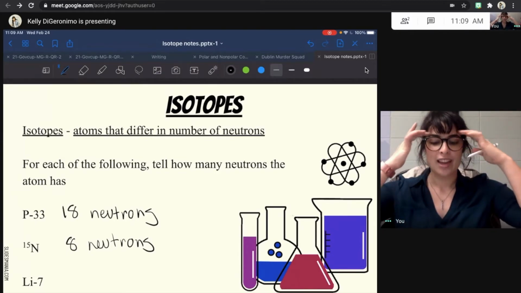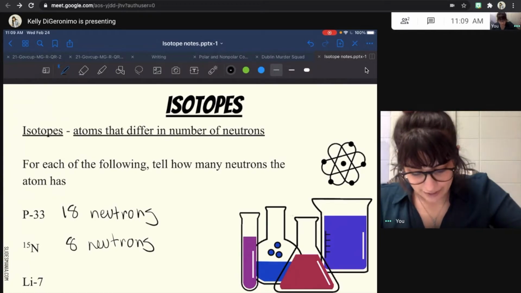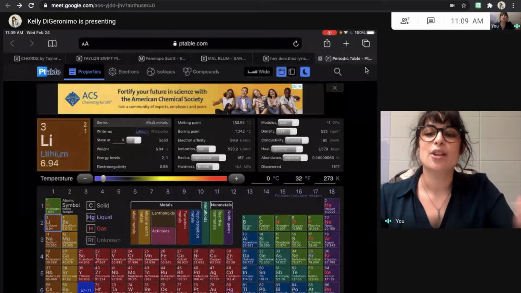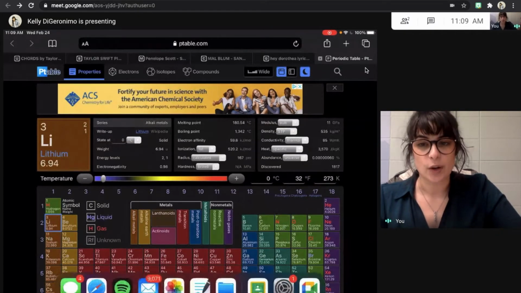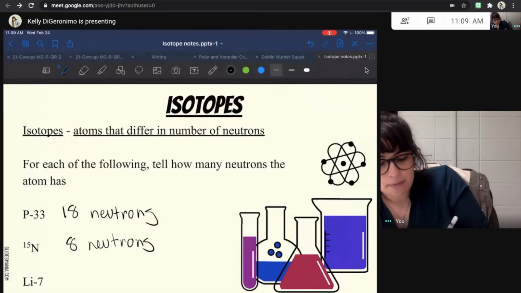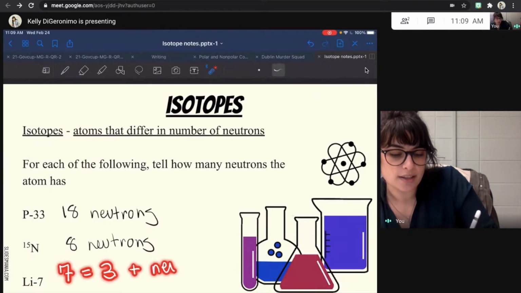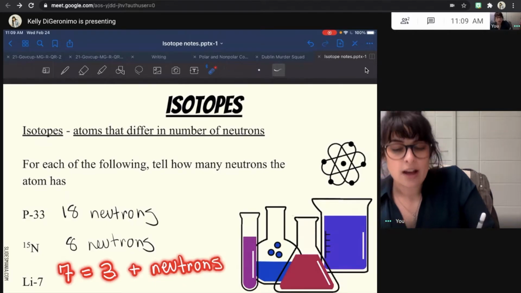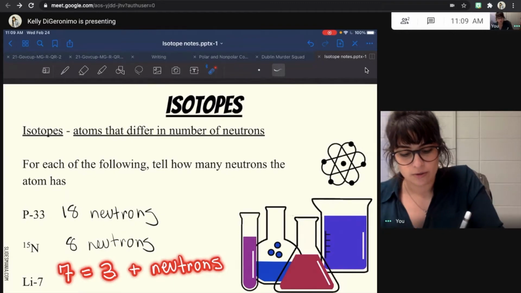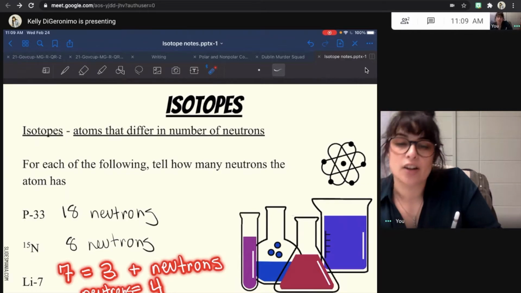Okay, let's check it. We're dealing with lithium this time. So what's the atomic number of lithium? Let's look it up. Lithium is atomic number 3, so it has 3 protons. Now let's go back to our notebook and write that down. There's 3 protons in lithium. So our equation is going to look like mass of 7 equals 3 protons plus some number of neutrons that we don't know. We can get to a total of 7. 7 minus 3 equals 4 neutrons. Our final answer is that there are 4 neutrons.